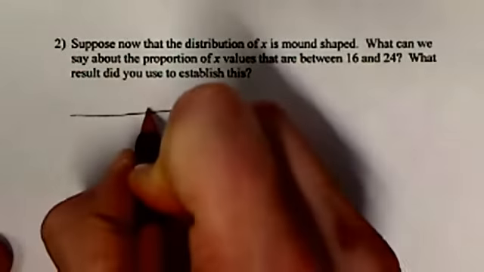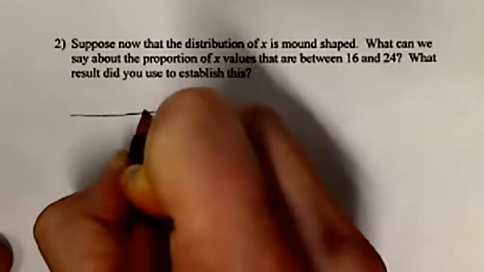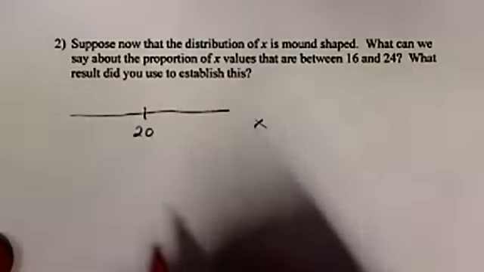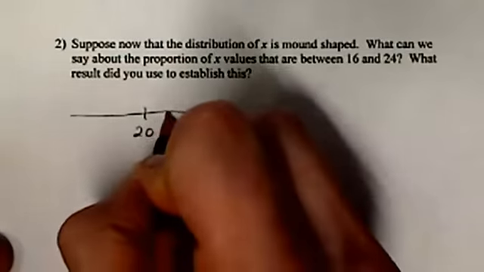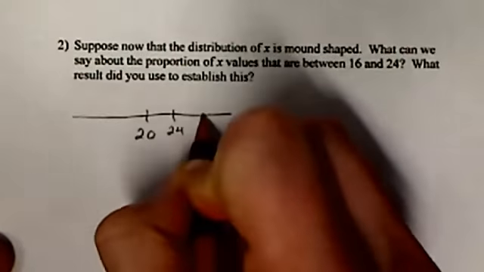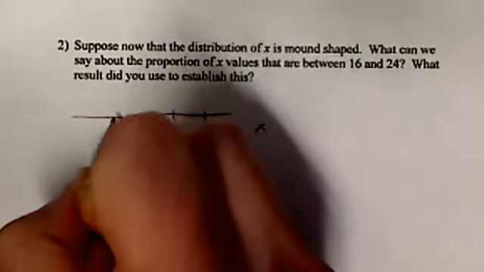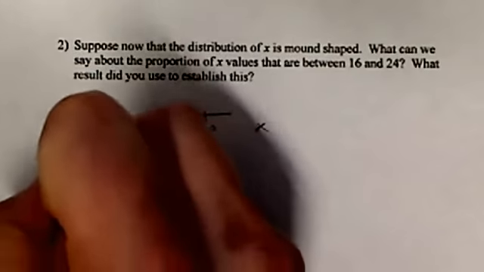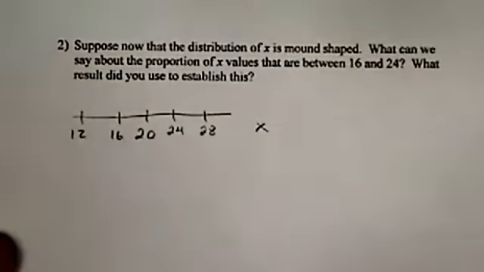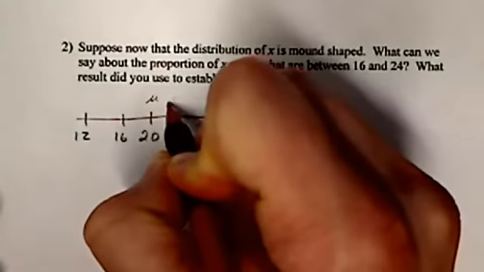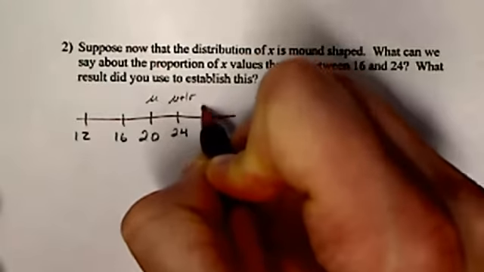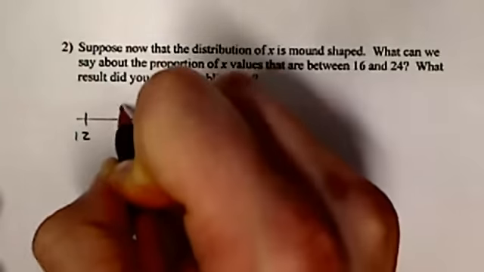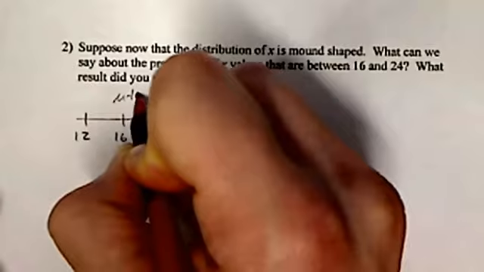Again, I'm going to draw a number line here representing x. I've got 20 in the middle, and I'm going to go out to 24. Again, this is a bit redundant. Then out to 28. To the left, 16. And to the left, even more, 12. Here again, this is mu. This is mu plus 1 sigma. This is mu plus 2 sigma. 16 is mu minus 1 sigma. 12 is mu minus 2 sigma.